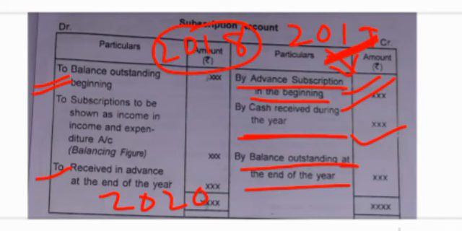Okay, now look at the balancing figure. What is the balancing figure? To subscription to be shown in the income and expenditure account. Now this will be the amount which we have to show in the income and expenditure account. This is the balancing figure. Clear? This is nothing but the actual amount we got in the statement format. Clear with this? If you are not clear, please tell me.